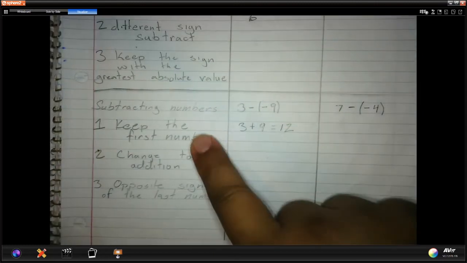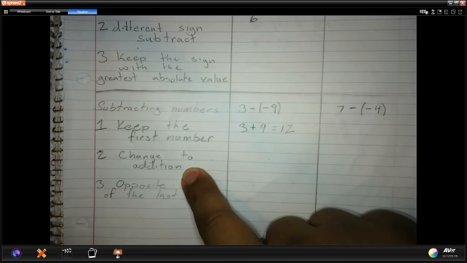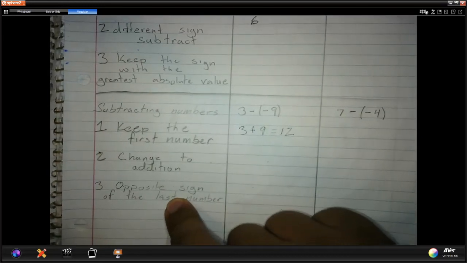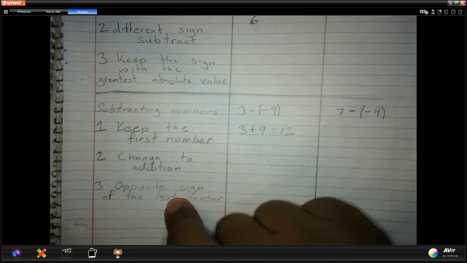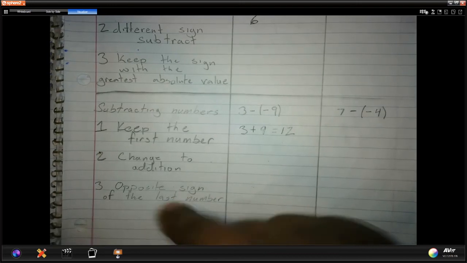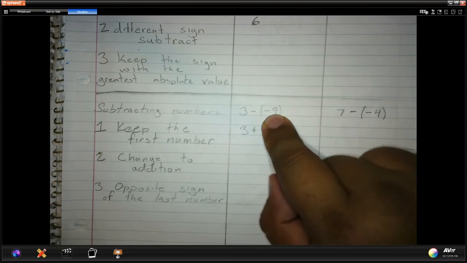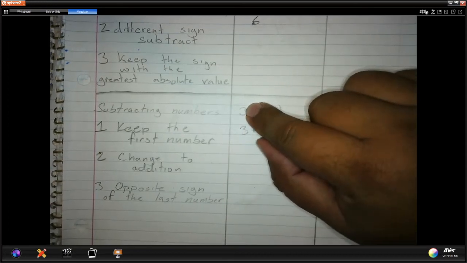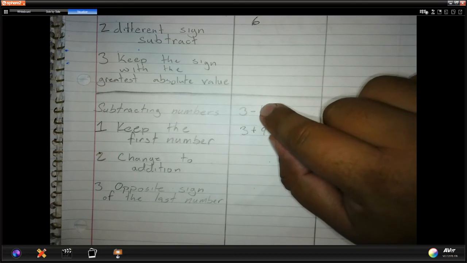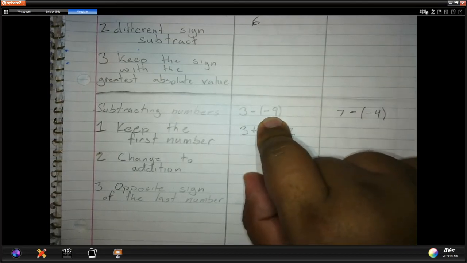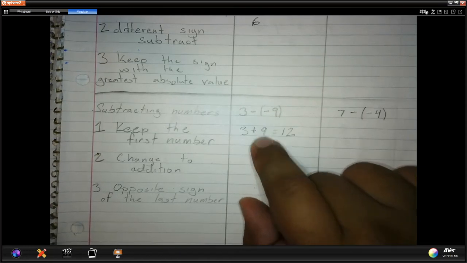So I keep the first number, I change it to addition, and then I'm going to do the opposite. So if it was a positive number, I change it to a negative. If it was a negative number, I change it to a positive. So look at our example we have here. I have 3 minus a negative 9. So I'm going to keep the first number, keep it at 3. I don't want to do subtraction, so I'm going to change it to addition. And we had a negative 9, so now it becomes a positive 9.